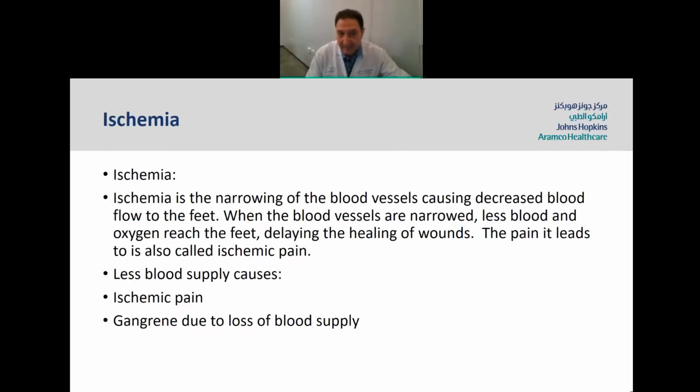Ischemia. Ischemia is the narrowing of blood vessels causing decreased blood flow to the feet. When the blood vessels are narrowed, less blood and oxygen reach the feet, delaying the healing of wounds. The pain it leads to is also called ischemic pain. This is caused by less blood supply, which causes ischemic pain, and gangrene due to loss of blood supply.